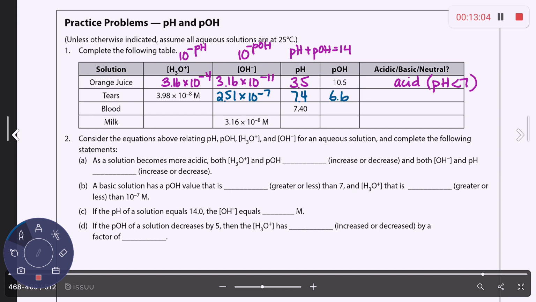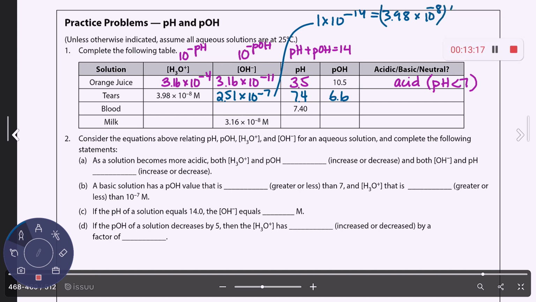6.6. Okay, so this one was 1 times 10 to the negative 14 equals 3.98 times 10 to the negative 8 times the hydroxide. And so we just divided by both, and that's how we got that. And then over here, you did pH is the negative log of hydronium. And then for pOH, you did negative log of hydroxide, right? Okay. And then your pH is 7.4, so this would be basic.